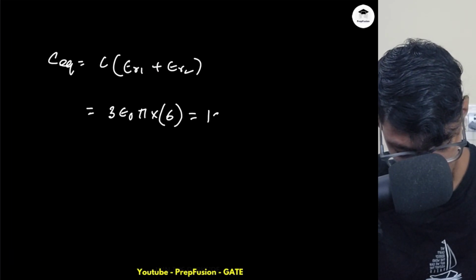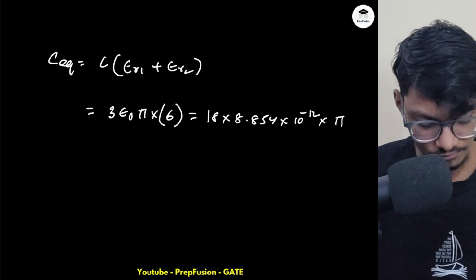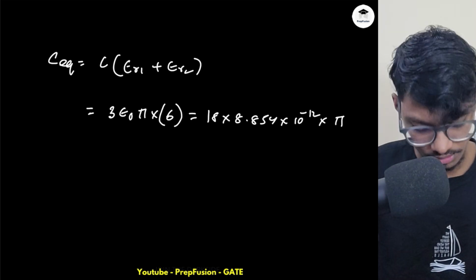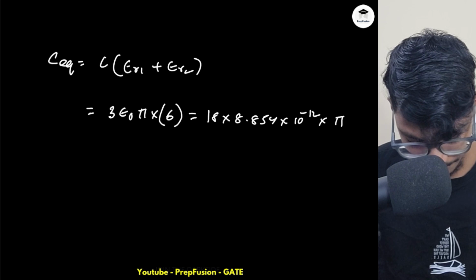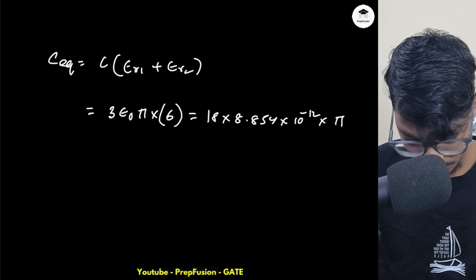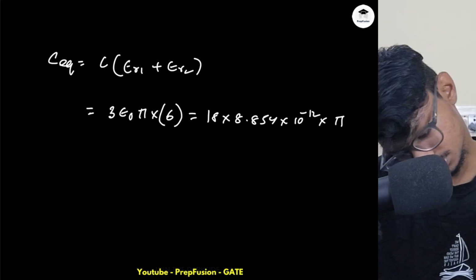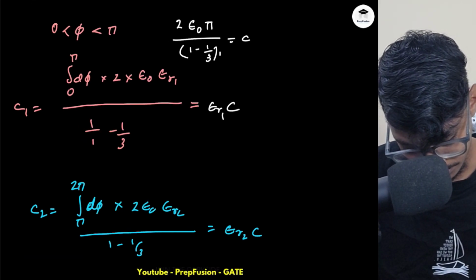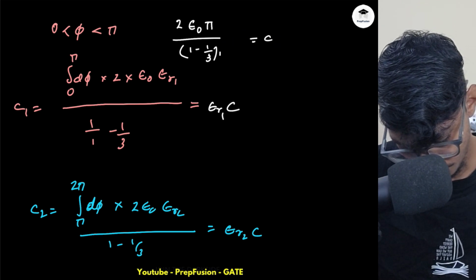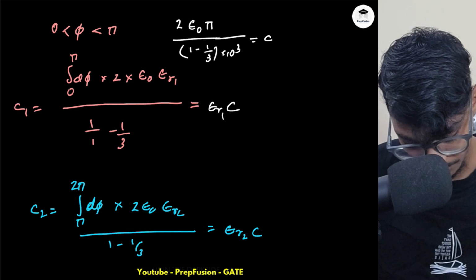So this will be 18 into 8.854 into 10 raised to power minus 12 into pi. So we'll just quickly solve this thing. 18 into 8.854 into pi. Okay, I forgot one thing, that this was in millimeters, right? So there must be a 10 cube here. This was in millimeters. Okay, just converting everything into meters. Correct.